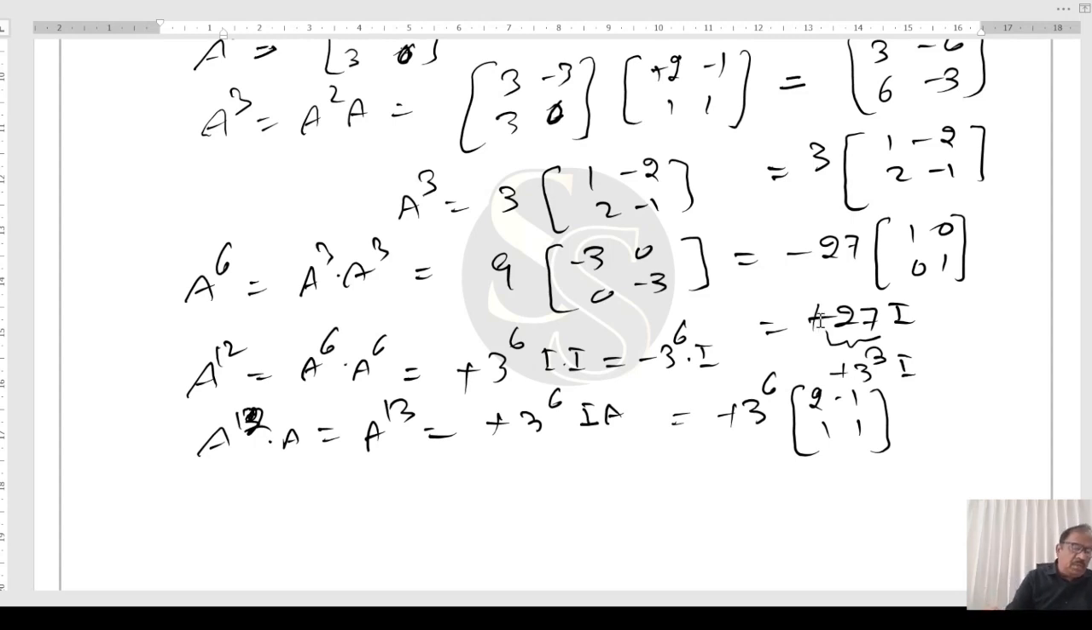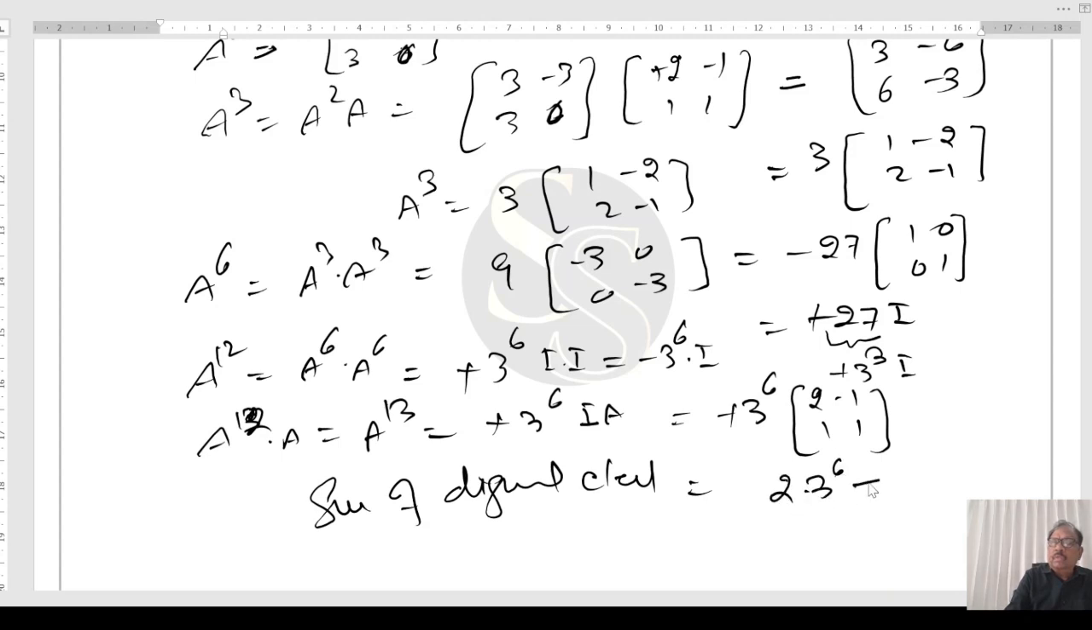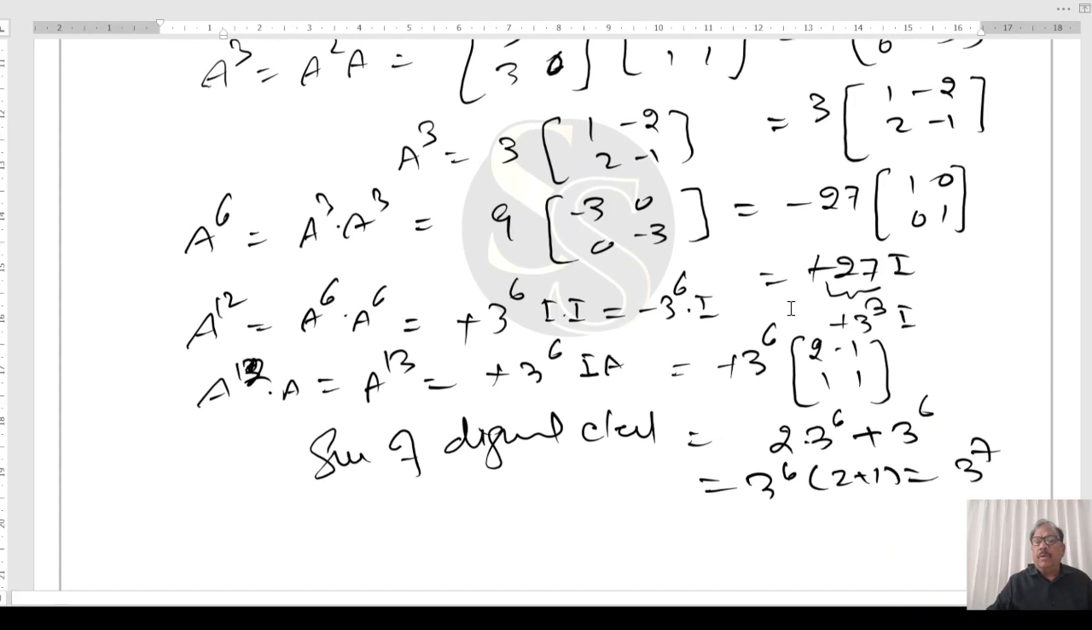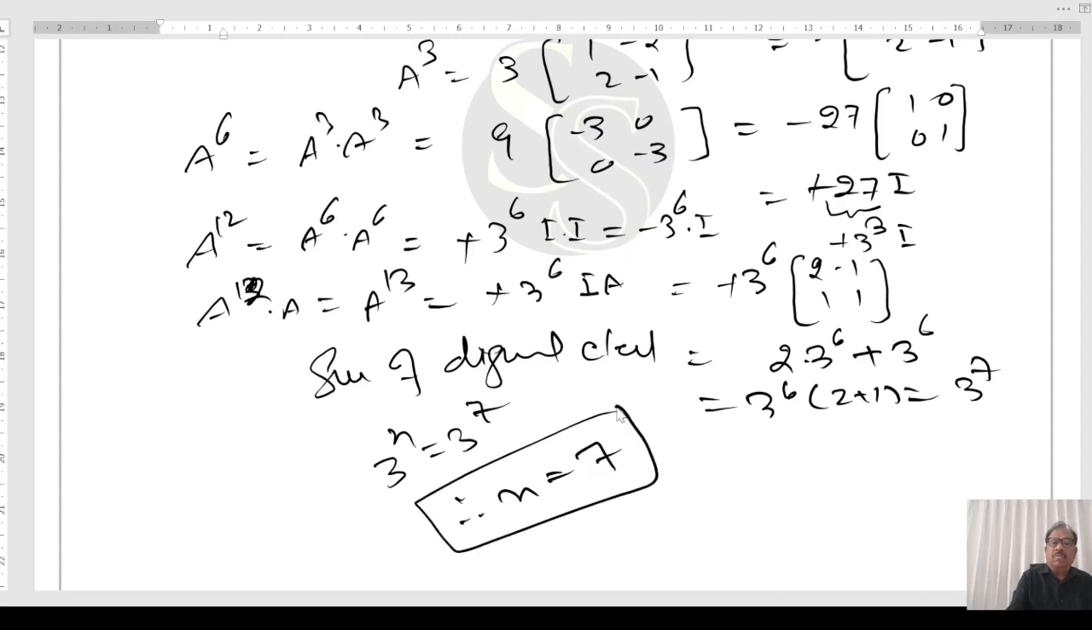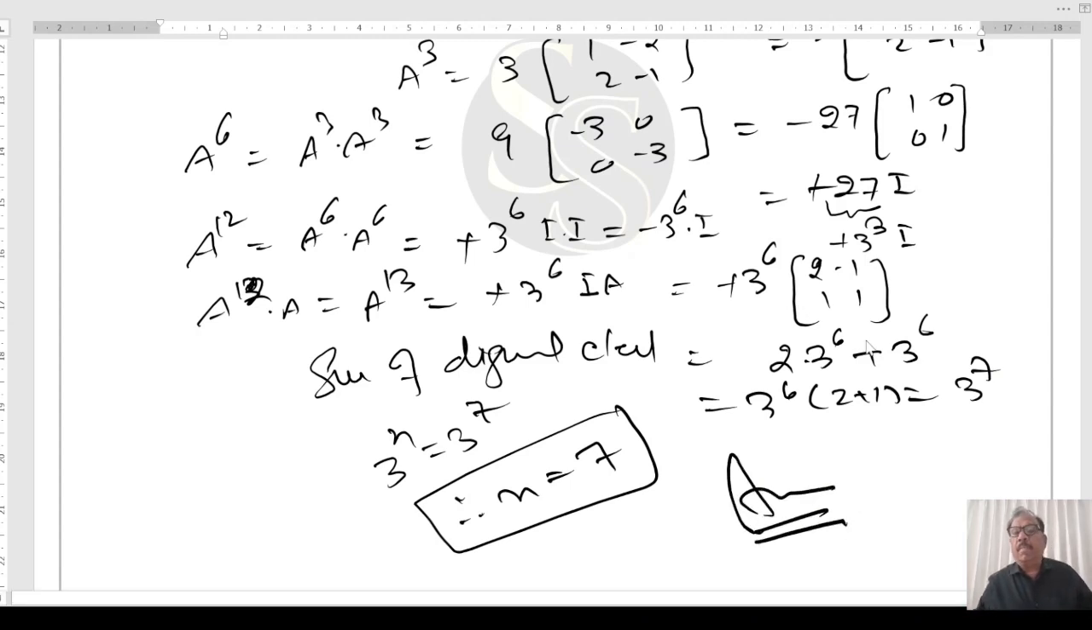Right? Then sum of diagonal elements will be equal to 2 into 3 to the power 6 plus 3 to the power 6. 3 to the power 6 taken common, 2 plus 1, that is 3 to the power 7. So the answer is 3 to the power n. 3 to the power n equal to 3 to the power 7. Therefore, n equal to 7. That is the answer. Fill in the blank will be 7.